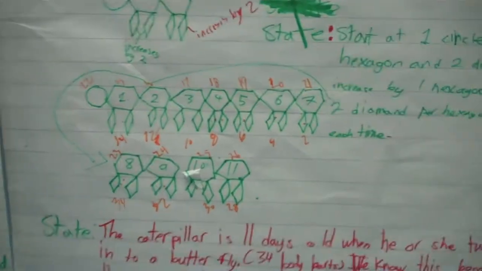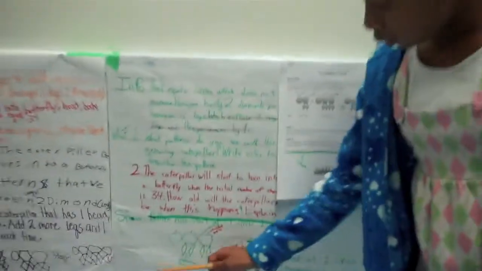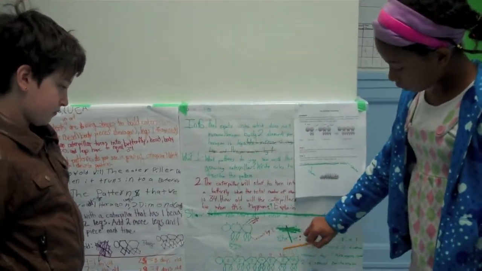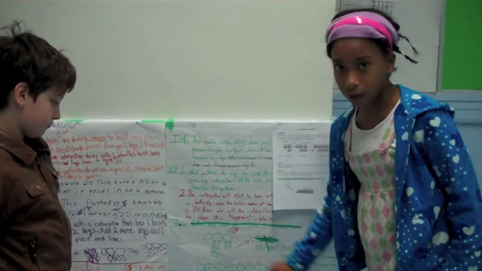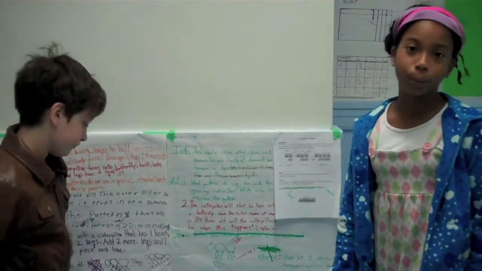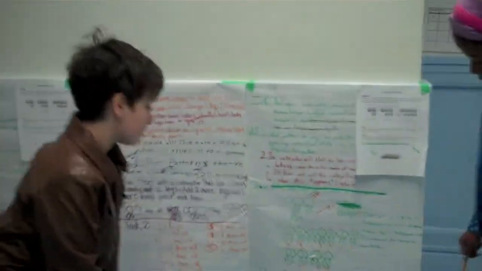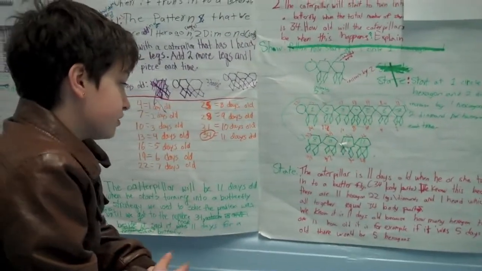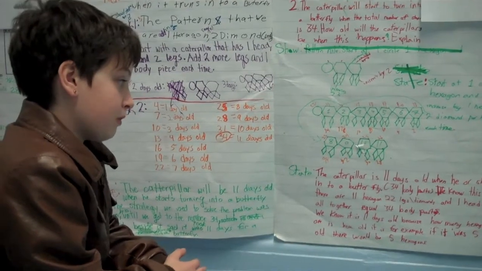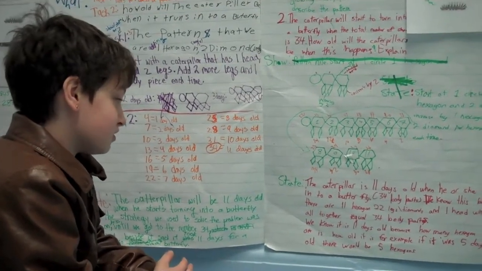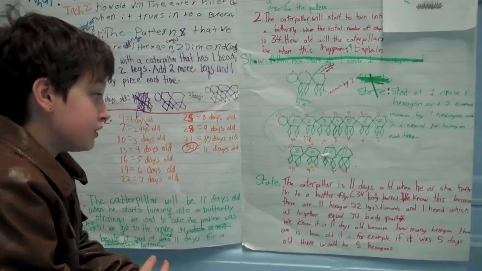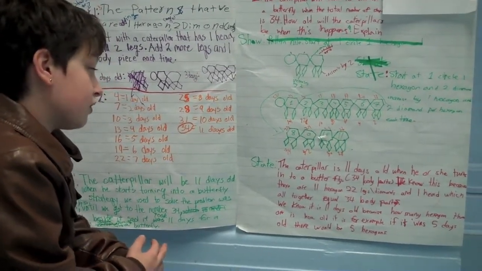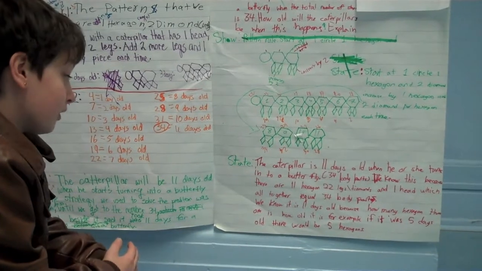And then for task 2 we showed our pattern. We increased it and continued it until we got to 34. There's 22 diamonds, 11 hexagons, and 1 head, which all added up to 34 body parts. And for that state we put the caterpillar is 11 days old when he or she turns into a butterfly, 34 body parts. We know this because there are 11 hexagons, 22 legs or diamonds, and 1 head, which all together equals 34 body parts.